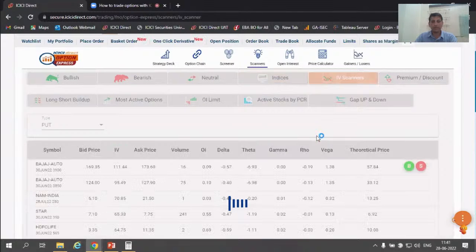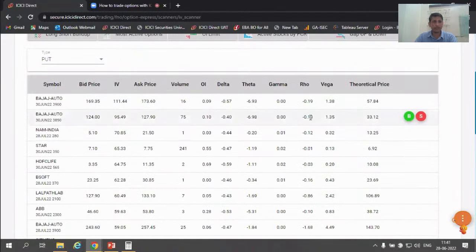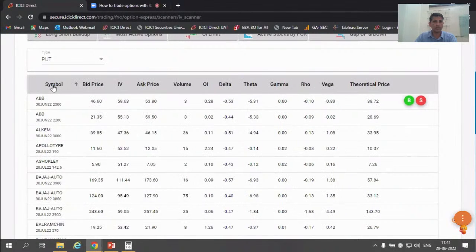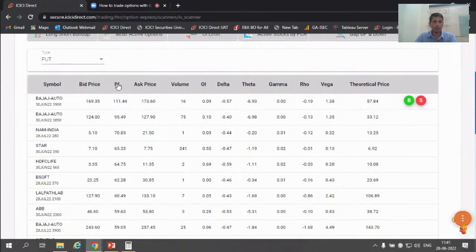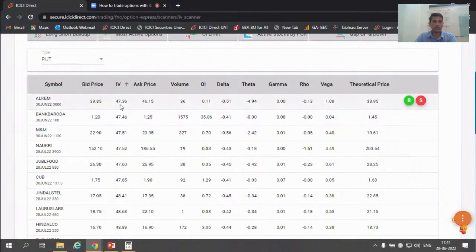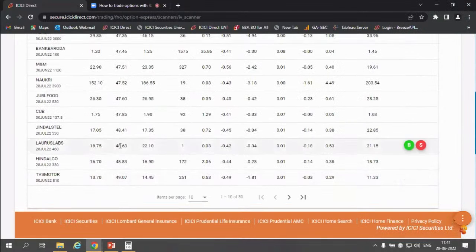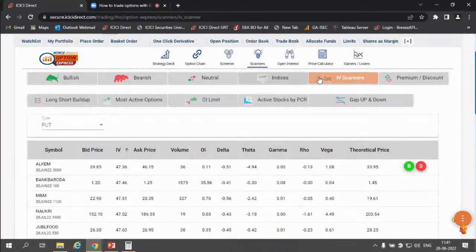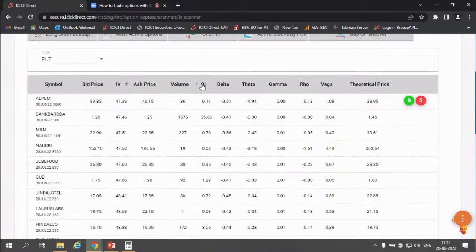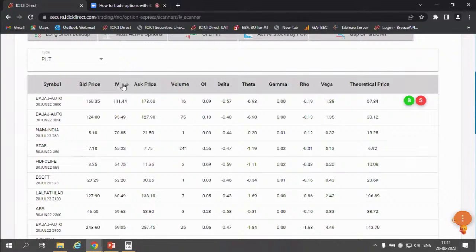Next comes the IV scanners. Again, over here, the same thing. You can select it based on your symbol. You can change it based on the IV. If you want the lowest IV, then you can select the IVs over here, for TVS Motor, which is about 49%. And the percentage change of the IV, you can simply go and see. So you can filter this based on highest IV and lowest IV.